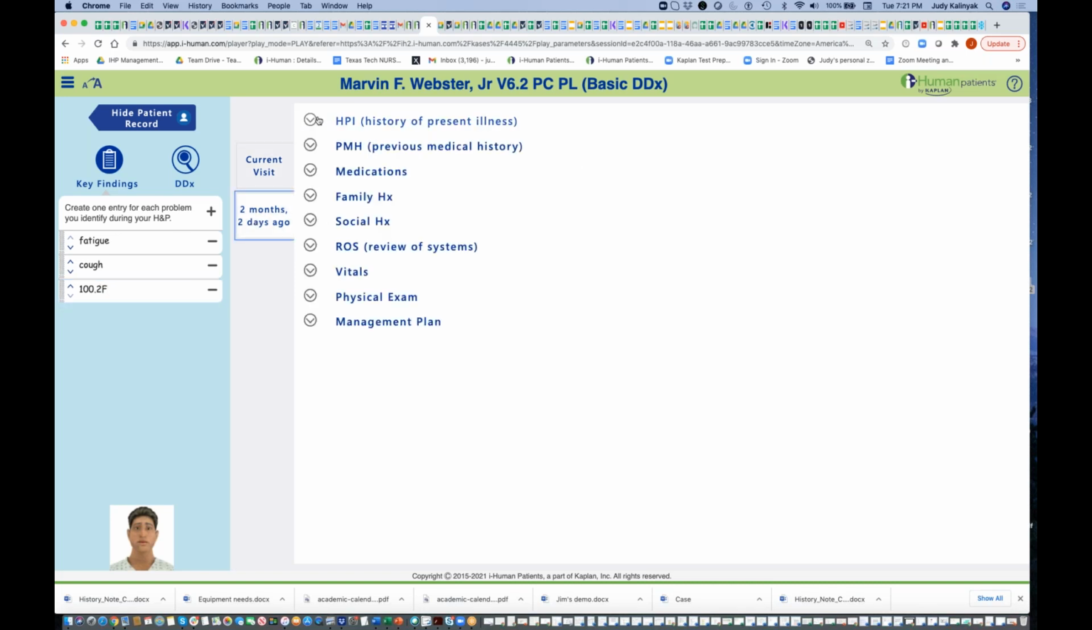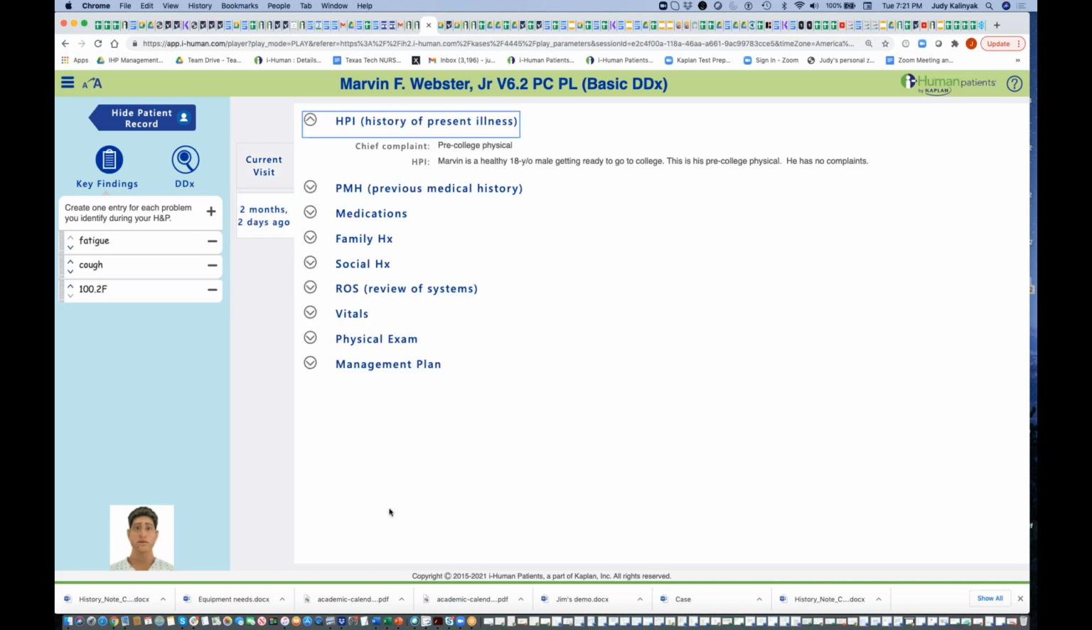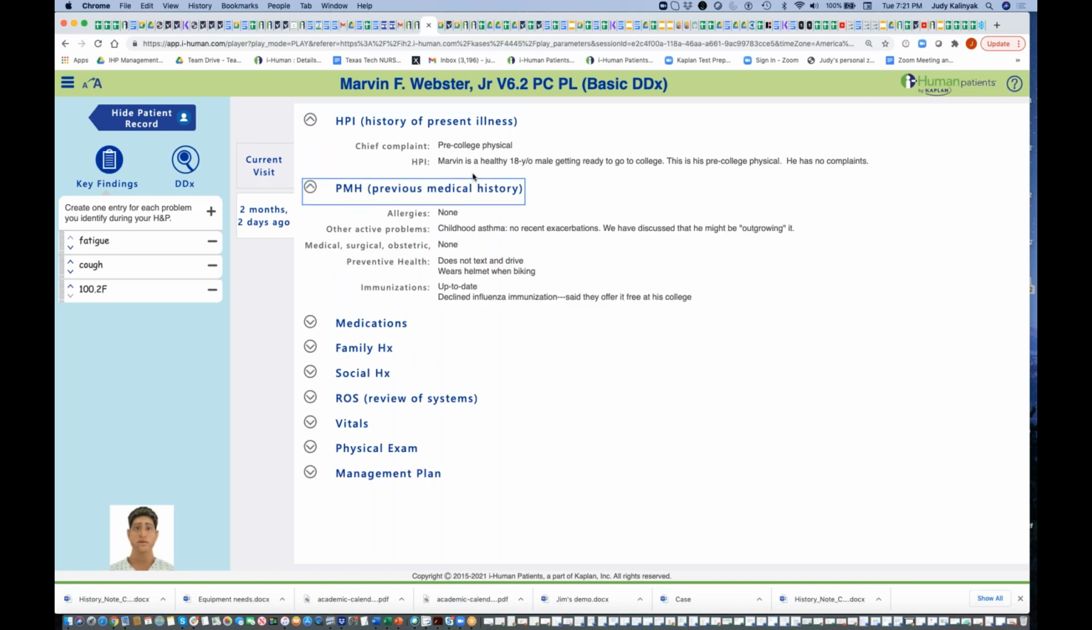I'm going to look at his previous chart and get a sense of who he is, what kind of problems. He has a history of childhood asthma. Asthma can sometimes start with a cough, so I'm going to write that down as a risk factor. So I write down anything out of the ordinary in key findings, anything that puts you at increased risk for the symptoms that I'm seeing here, so that I can start compiling all of the information.